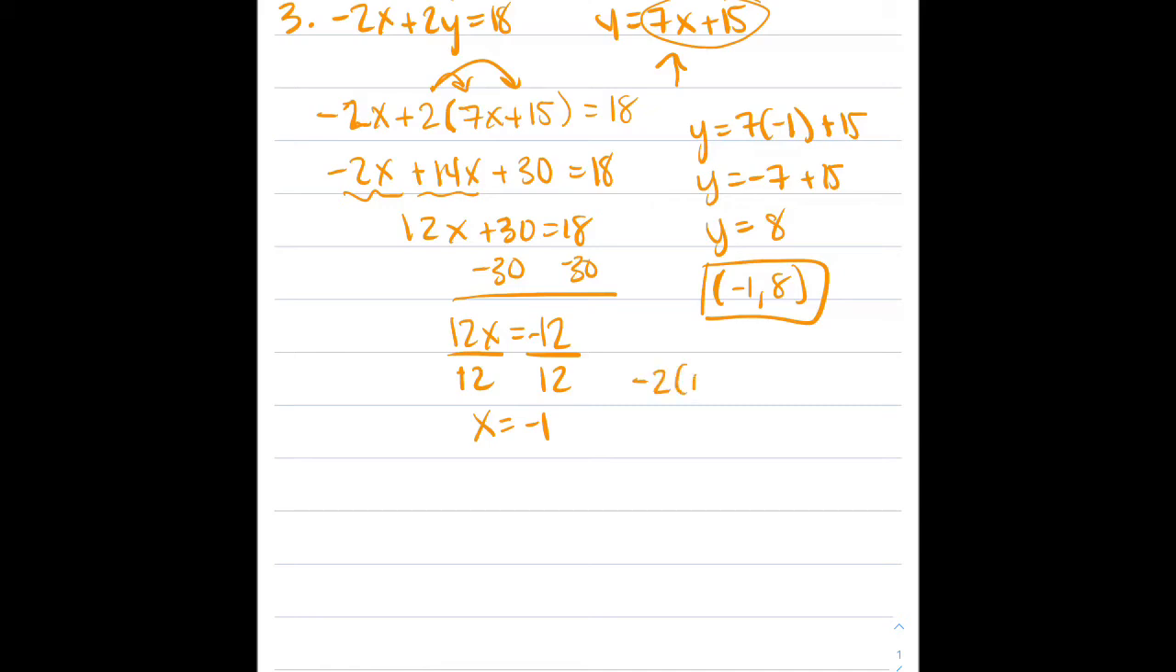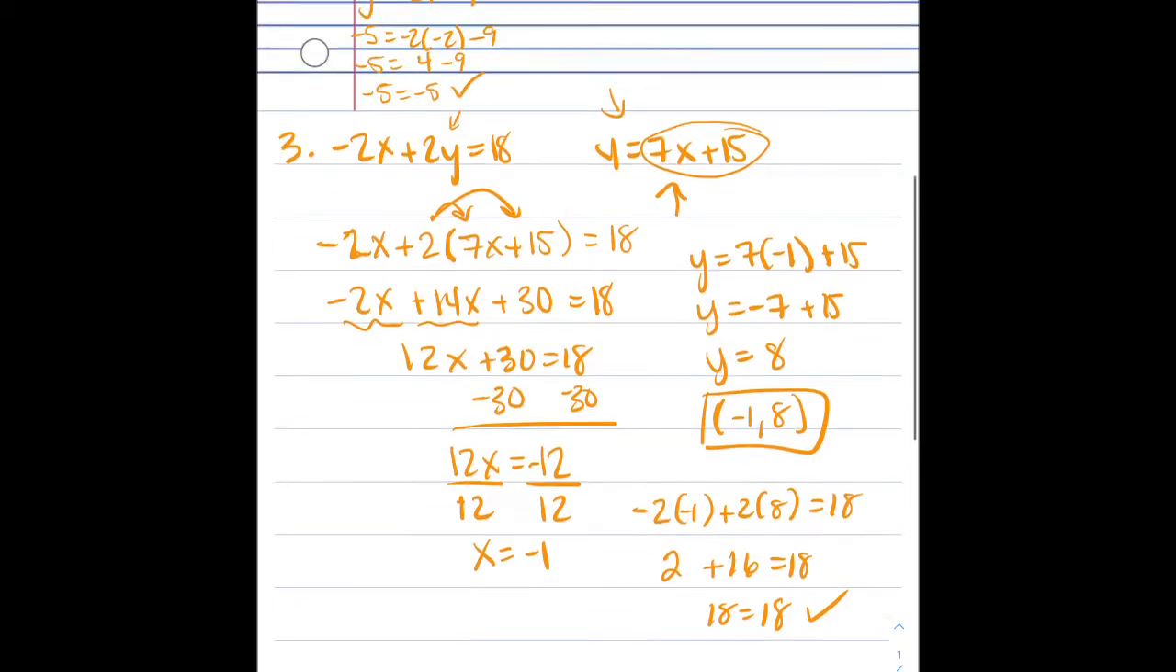We have negative 2 times negative 1 plus 2 times 8 equals 18. So this becomes 2 plus 16 equals 18, and 18 equals 18. Good. It worked out. So negative 1, 8 would be my solution here.